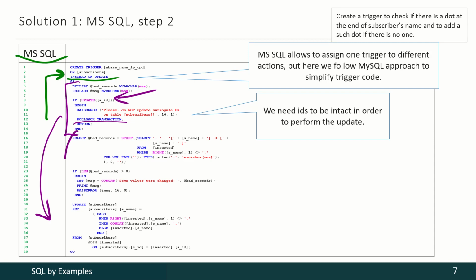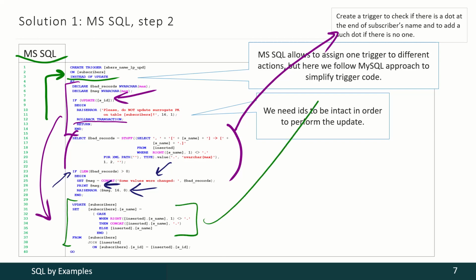Then we have to compose the list of records that violate that rule. And if that list is not empty, we have to produce the information message, we have to print that message, and we have to raise an error, but we shall not roll back the transaction. And finally, we have to perform the update operation. And here we are once again checking for that condition, and if the dot is missing at the end of subscriber's name, we are adding that dot there.